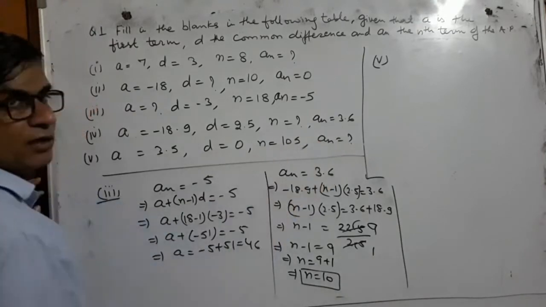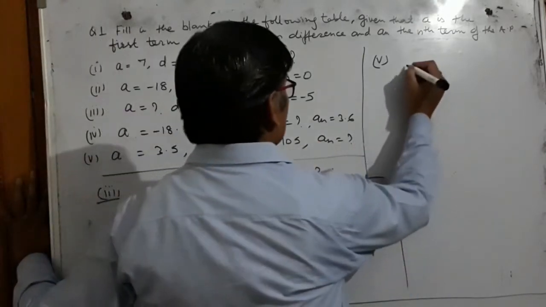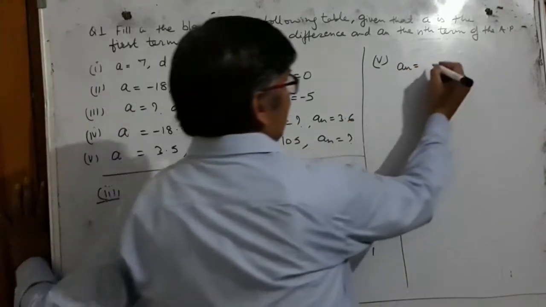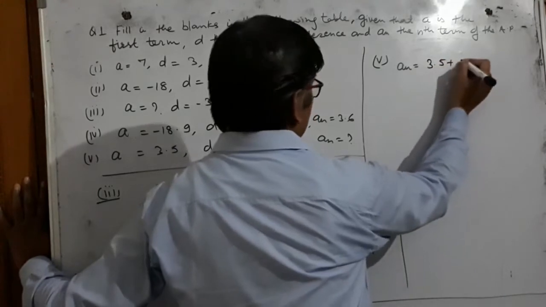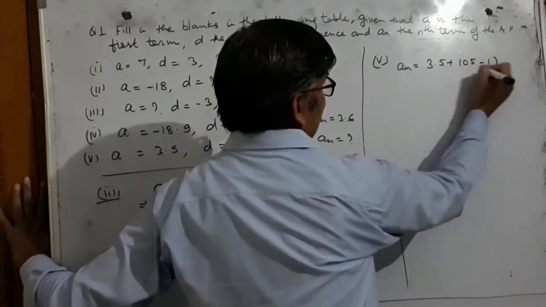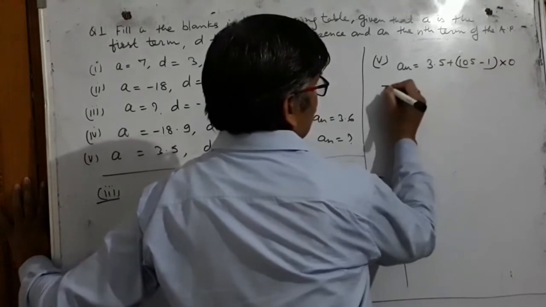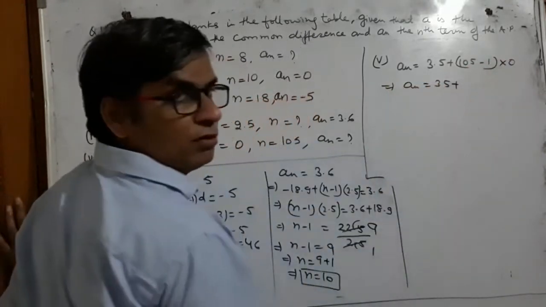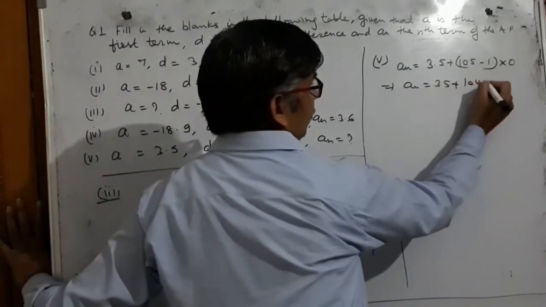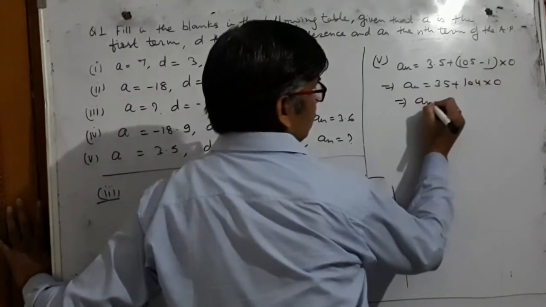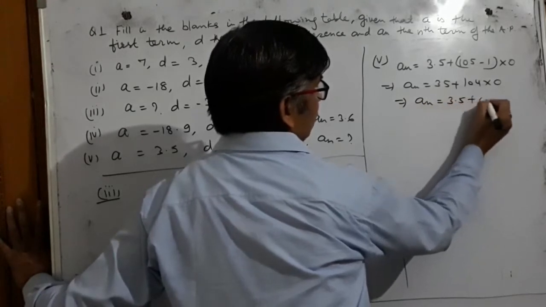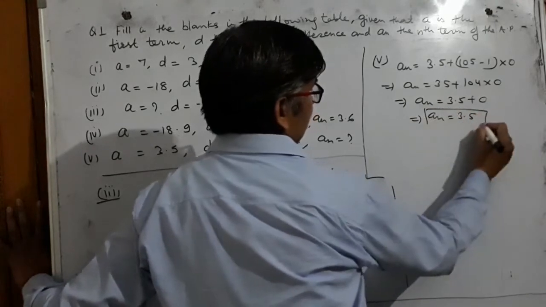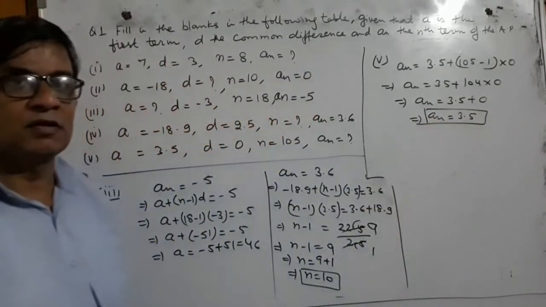So then an will be, an equals to a plus n minus 1 into d. a is 3.5, n is 105 minus 1, d is 0. So an equals to 3.5 plus 104 into 0. So an equals to 3.5 plus 0. So an equals to 3.5. Clear?